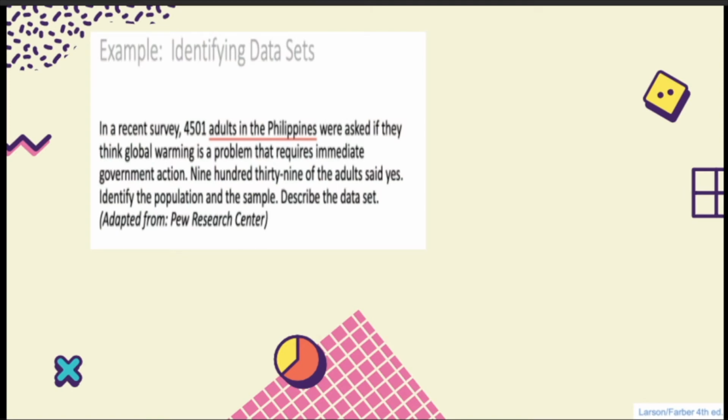Let's talk about some examples in identifying data sets. In a recent survey, 4,501 adults in the Philippines were asked if they think global warming is a problem that requires immediate government action. 939 of the adults said yes. We have to identify the population and the sample, and describe each data set. So, what will be your answer? I'll be giving you 5 seconds to think.